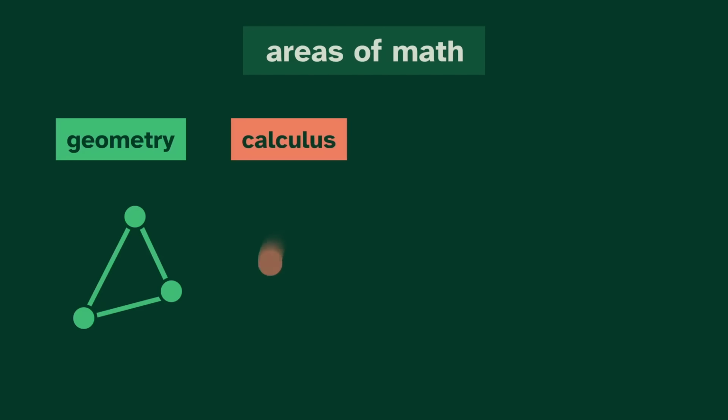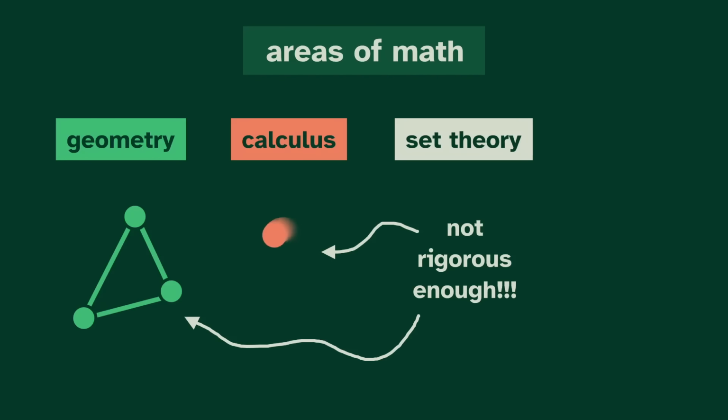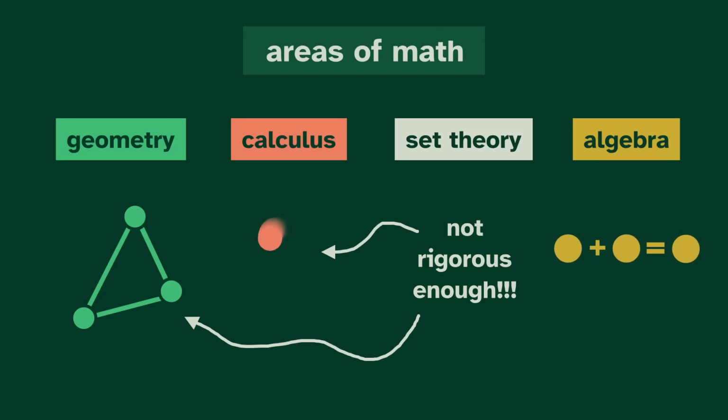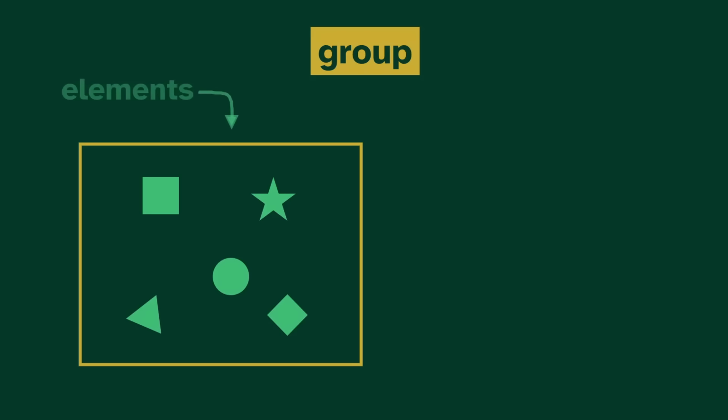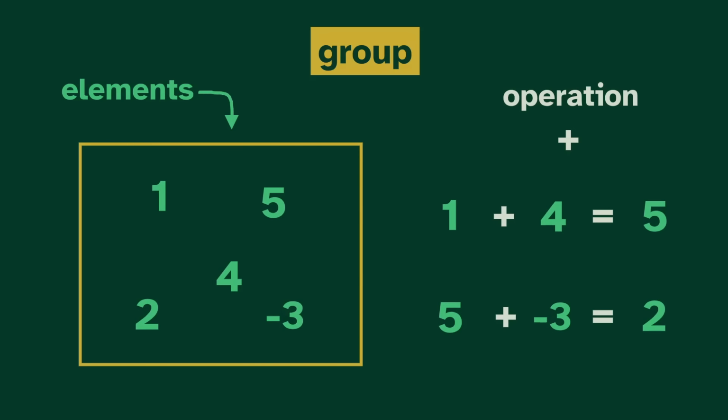Group theory is an area of math, and there are many areas of math. Geometry is all about position. Calculus is all about change. Set theory is all about being annoying. And groups are part of algebra, which is all about operation, the way that things combine. So a group is a bunch of things called elements, and some operation that combines them. For example, we could have the integers, which combine using addition.